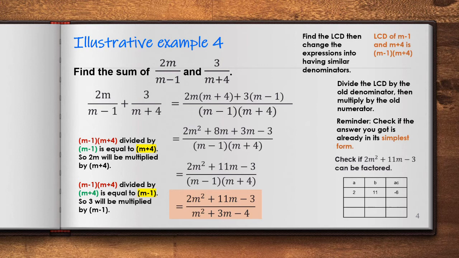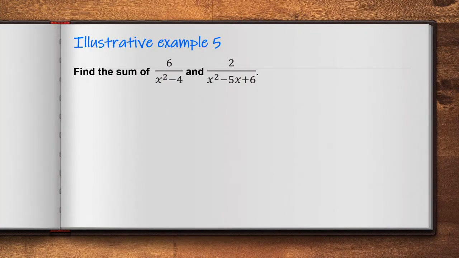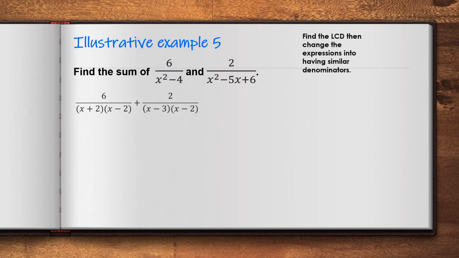And for example number 5, find the sum of these expressions. Look at the denominators. They are not the same, so let us factor them to be able to find the LCD easily. As you can see, the factors of x² − 4 are x + 2 and x − 2. Then the factors of x² − 5x + 6 are x − 3 and x − 2. Their common factor is x − 2, so this is the LCD.